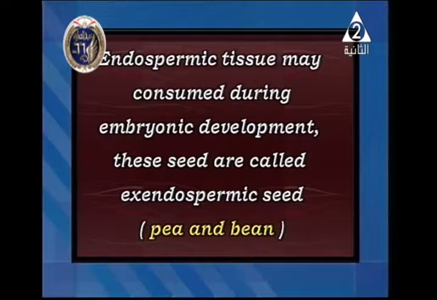While the endospermic tissue may be consumed during embryonic development, these seeds are called ex-endospermic seeds, like pea and bean. Again, I need you to differentiate between the formation of the endospermic seed and the ex-endospermic seed. In the case of the ex-endospermic seed, what is happening here? The endospermic tissue is absolutely consumed during embryonic development, the formation of the embryo. And this seed we call ex-endospermic, like pea and bean.